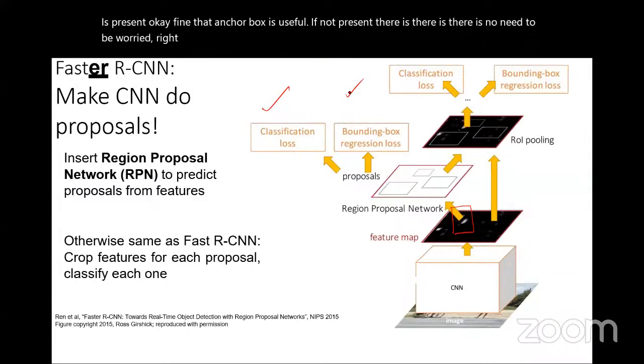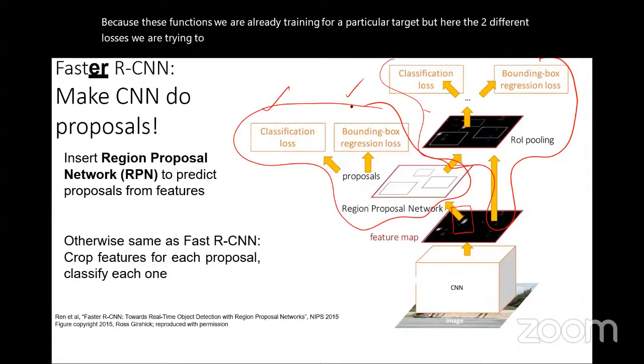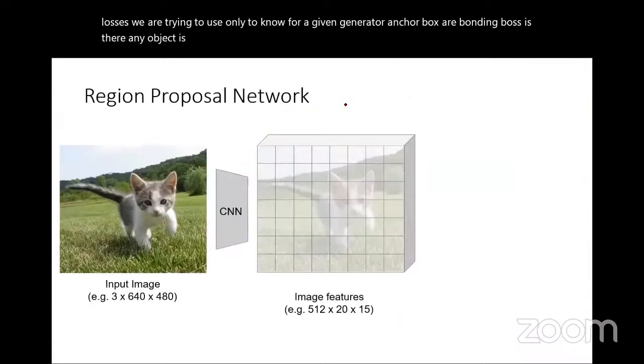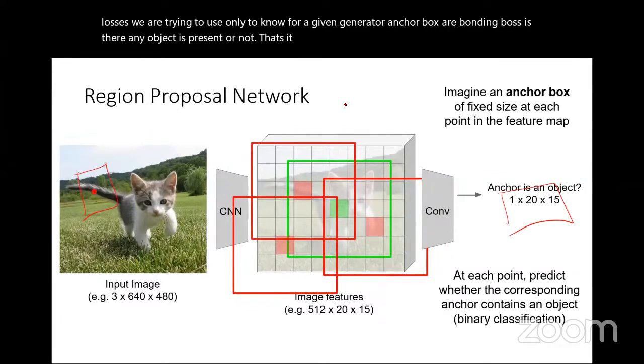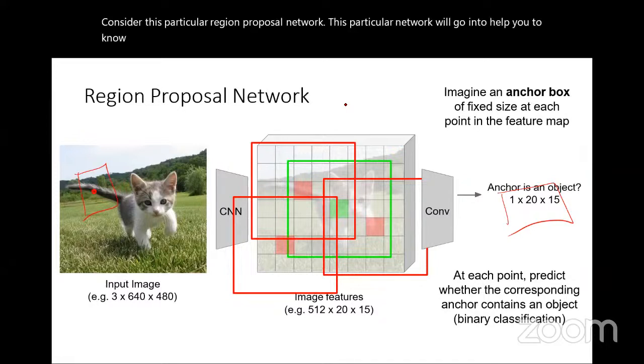But what type of object it is will be taken care of by other functions, because those functions we are already training for a particular target. Here, the two different classes we are using only to know, for a given generated anchor box or bounding box, whether any object is present or not. That's it. So here we can consider this particular region proposal network. This network will help you to know for a given bounding box, whether there is any object present or not.